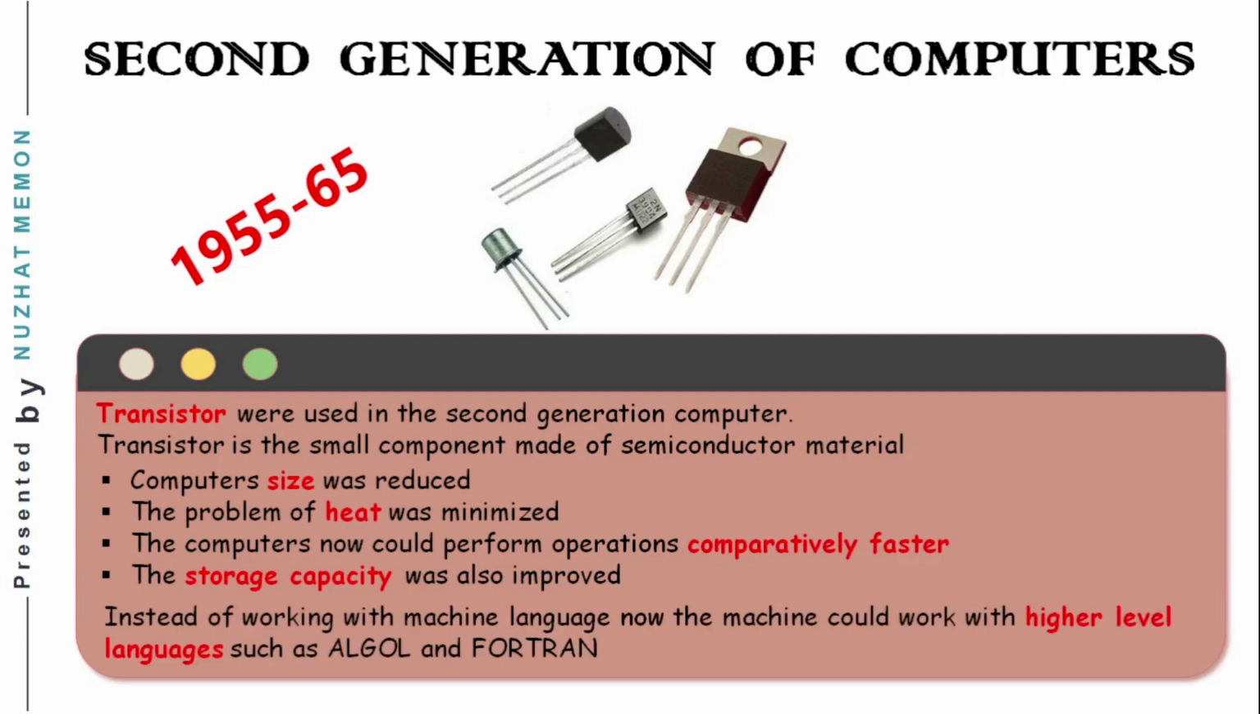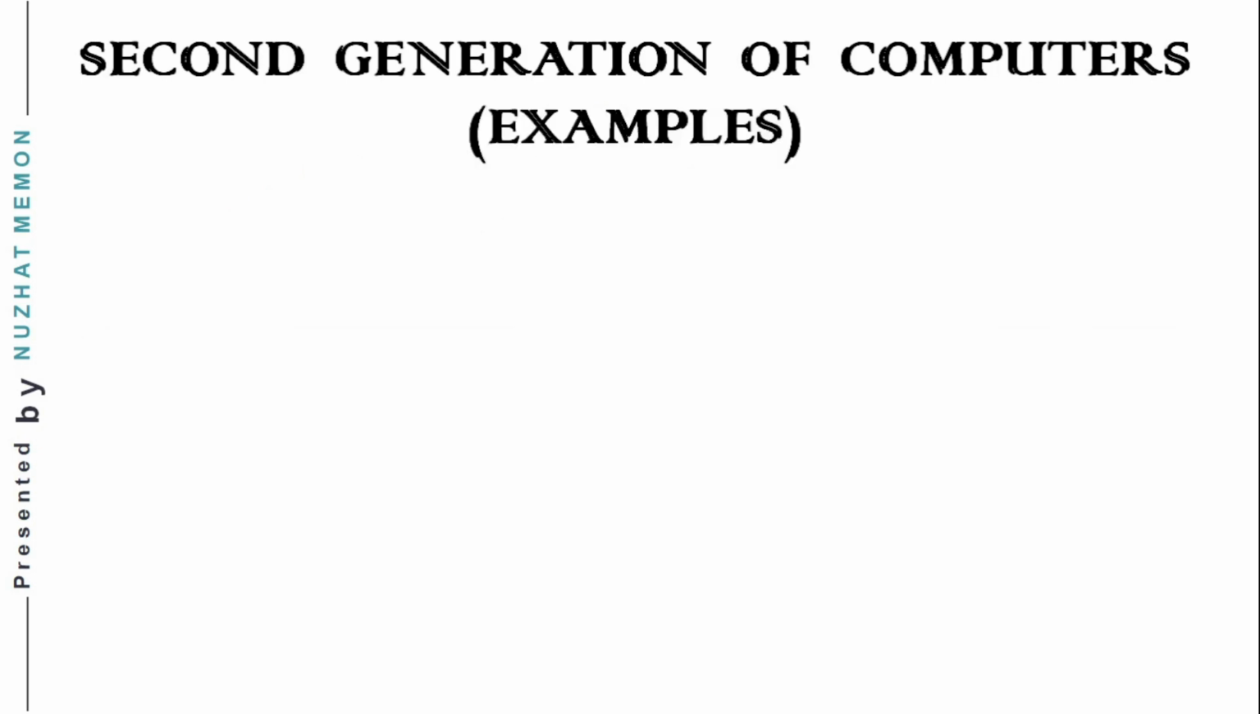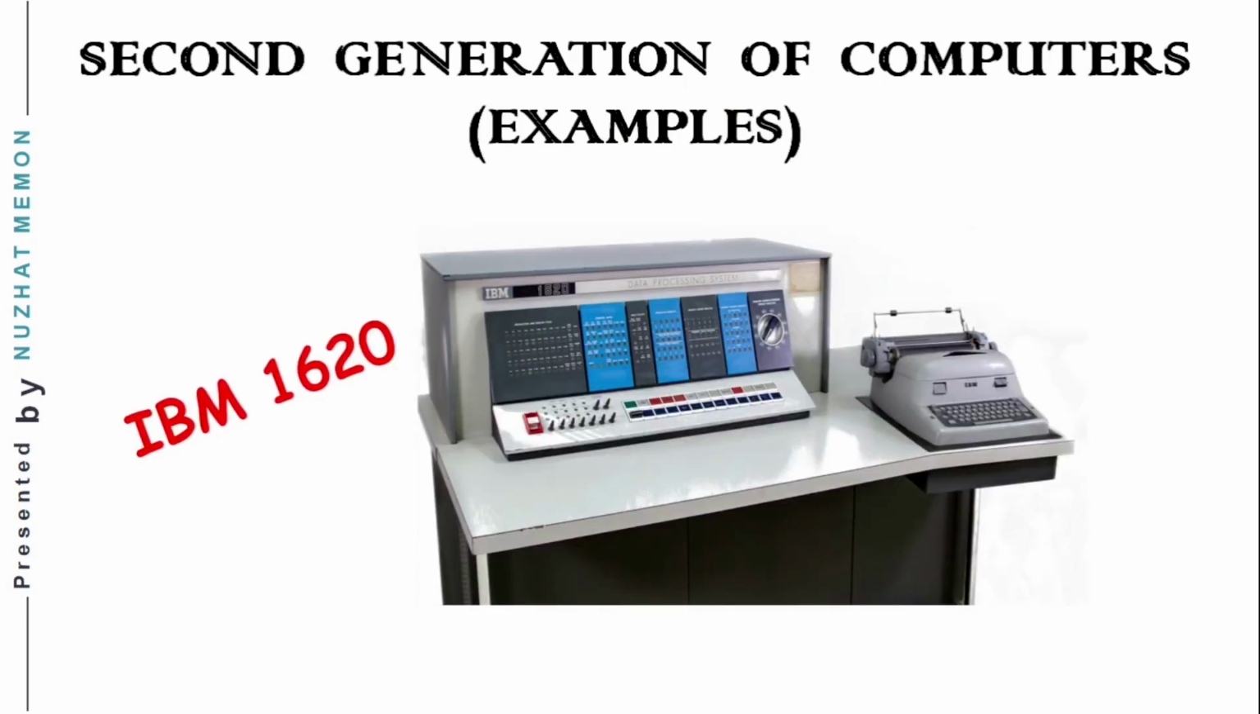Instead of working with machine level language, now the machine could work with higher level languages such as Algol and Fortran. Now Fortran here is a general purpose computer programming language that was first introduced by IBM. Now we will see examples of second generation of computers. So here, IBM 1620. This is the best example of second generation of computers.